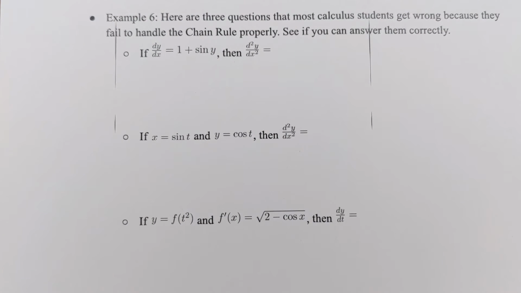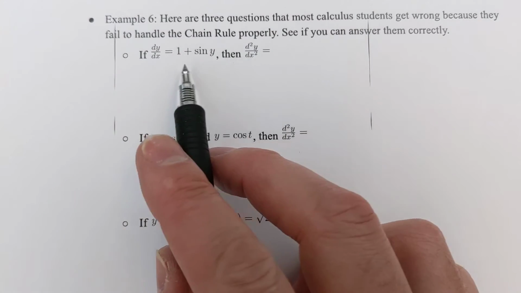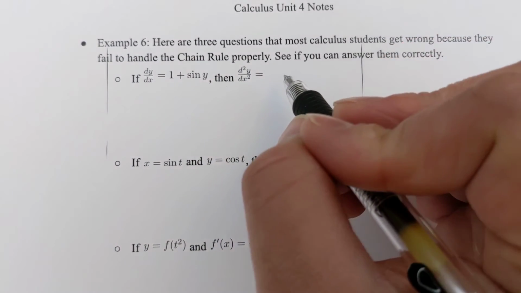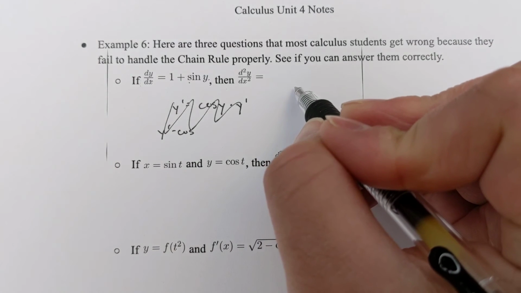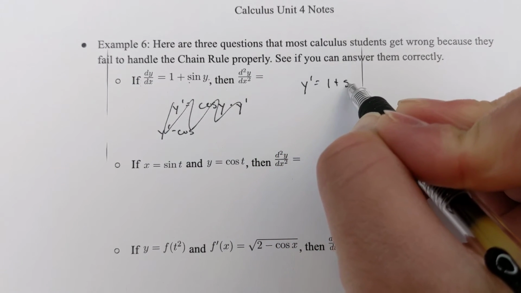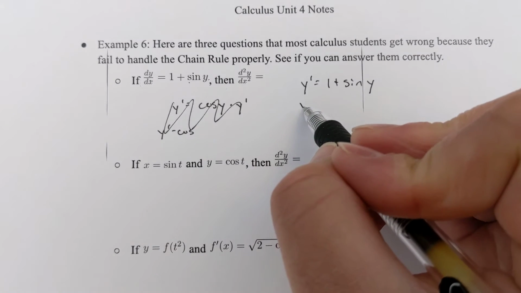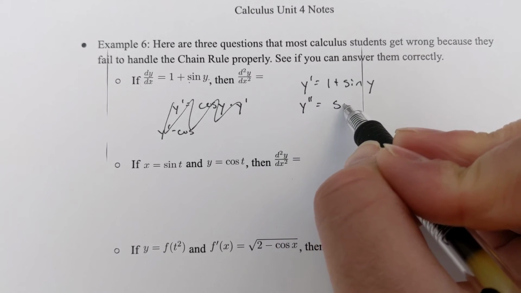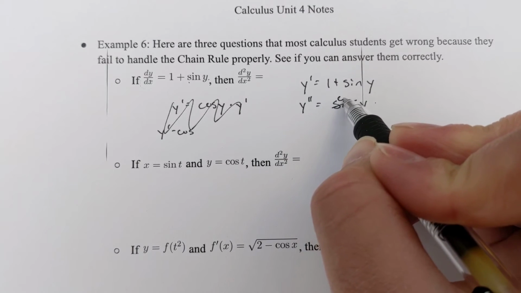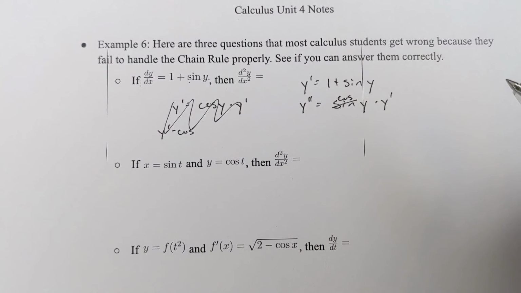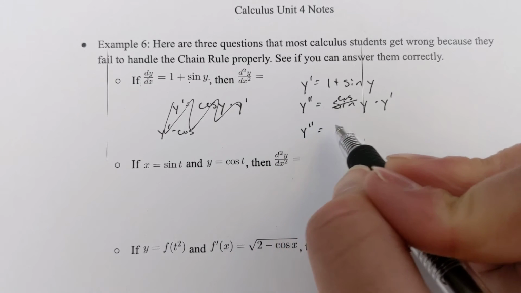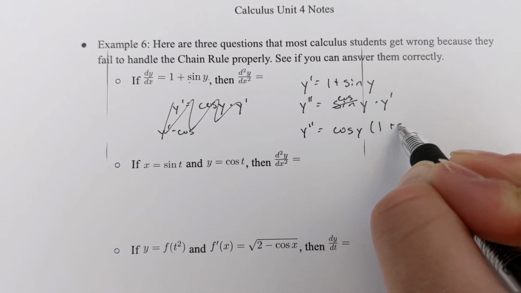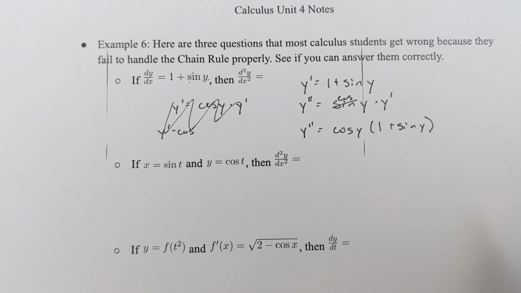Okay, and then we've got example 6 here. Let's see if we can do this. So find the second derivative here. So that's already y prime. So I actually have this equation. So the second derivative is equal to, that goes away, this becomes cosine y times y prime, since the derivative of sine is cosine. Y prime is equal to this, so y double prime is equal to the cosine of y times 1 plus the sine of y. Okay.